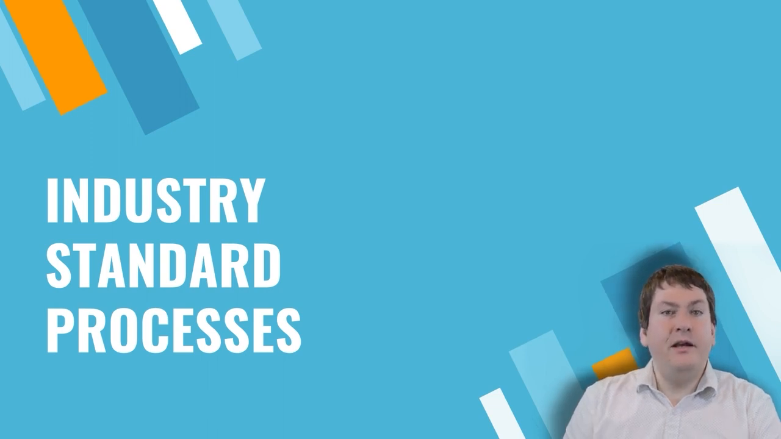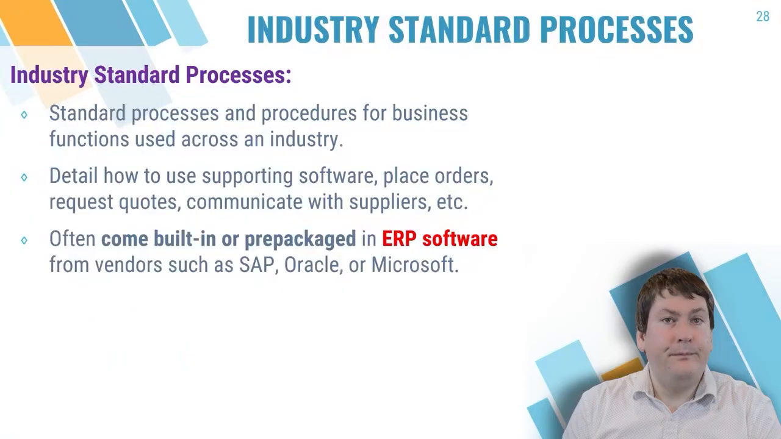For these reasons, many businesses avoid creating their own tailor-made processes and instead adopt industry standard processes. So what are industry standard processes? Well, they're processes and procedures for performing common business functions that are used by multiple organizations across a whole industry. They detail how to use supporting ERP software, how to place orders, request quotes, communicate with suppliers, and much, much more. They essentially cover all functions and activities of a business.